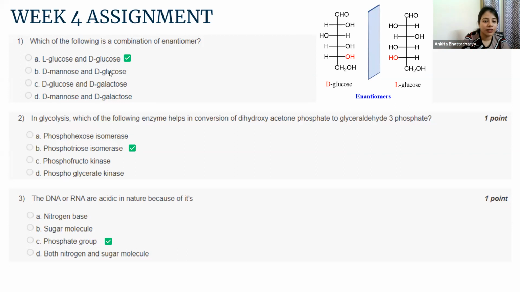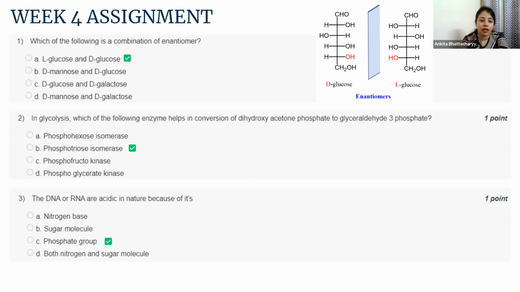And of course, if you look at the other options, they do not satisfy the same. You will find that all of the other options have both the sugars in the same orientation, which means that they are all D sugars, right? So that's why they do not actually satisfy this concept.